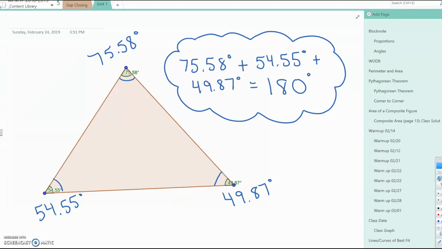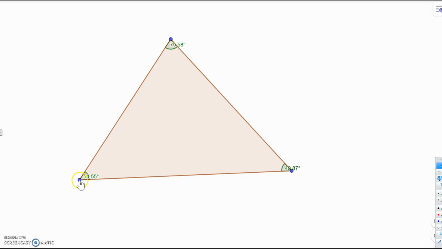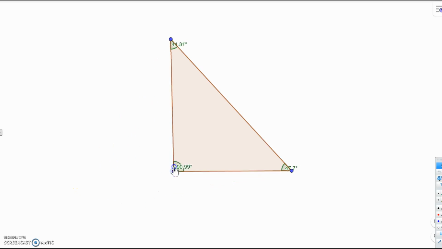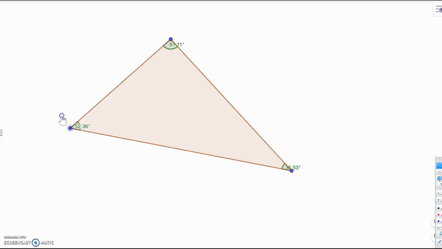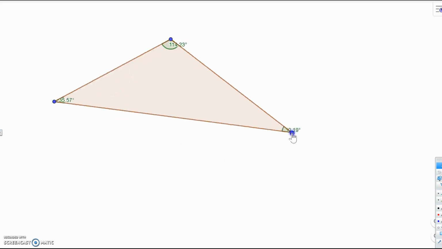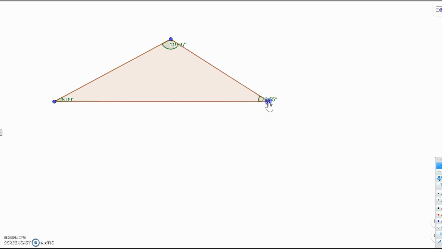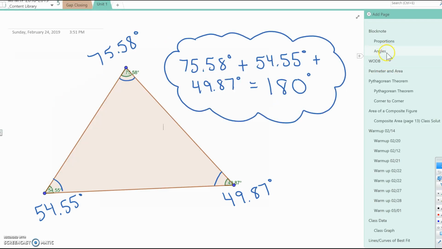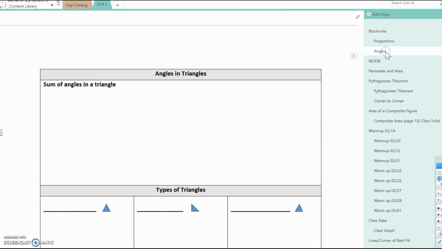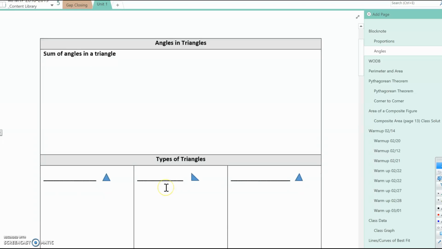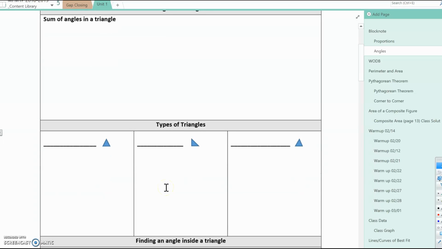So I'm going to go back to my example that I had here. What happens if I move these around? Okay, and I create different kinds of triangles. I'm just going to move it around here and put this one over here and just kind of have it in like that. Okay, so now I have a different kind of triangle, and on your block note, it gives you an example of that. So again, on your block note for angles, I want you to go down to the types of triangles, and we're going to talk about three different types of triangles.